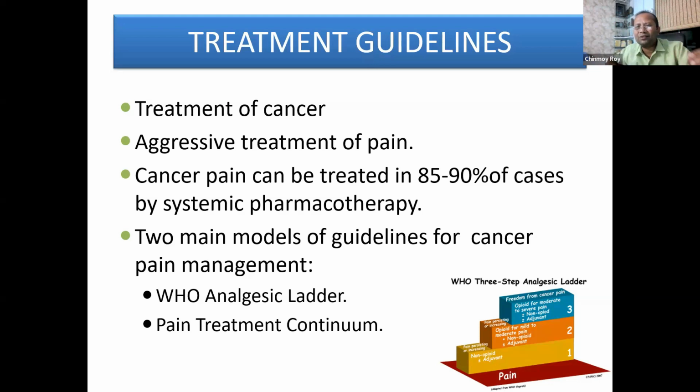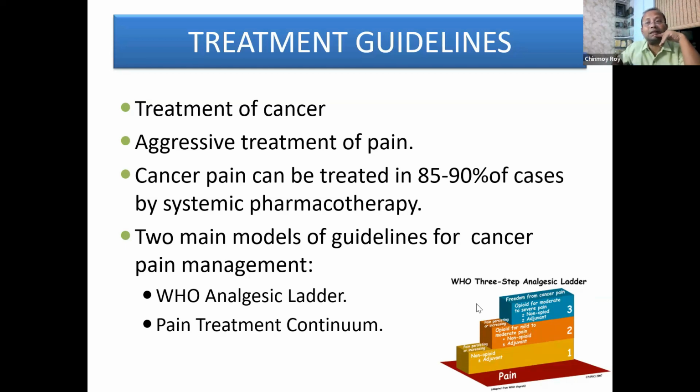For mild pain, it is non-opioid and adjuvants. Adjuvants means gabapentin, pregabalin, and tricyclic antidepressants. With non-opioids also, you can give these things. So this is for mild pain. When moderate, then you go for a mild opioid. Mild opioid means tramadol, codeine. These are mild opioids. Then if it is not controlled, for severe pain you go for very strong opioids, of course. And this is the original WHO three-step ladder.